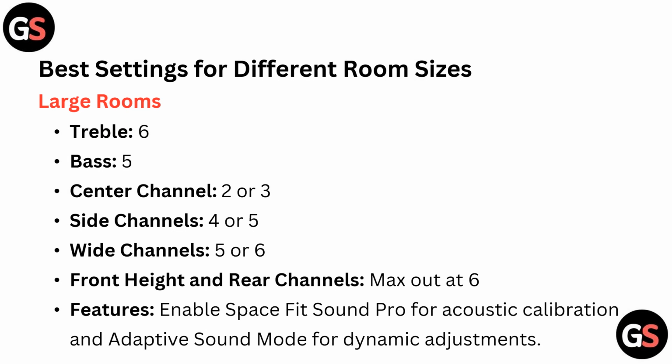Best settings for different room sizes. Large rooms: 666, bass 5, central channel 2 or 3, side channels 4 or 5, wide channels 5 or 6, front height and rear channels max out at 6. Feature: enable SpaceFit Sound Pro for acoustic calibration and Adaptive Sound mode for dynamic adjustments.